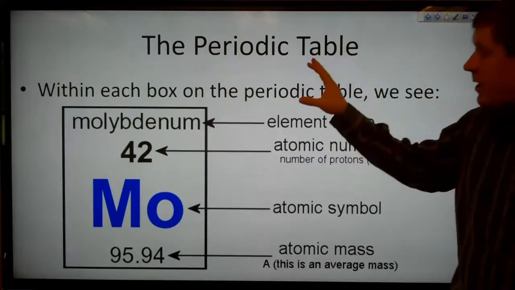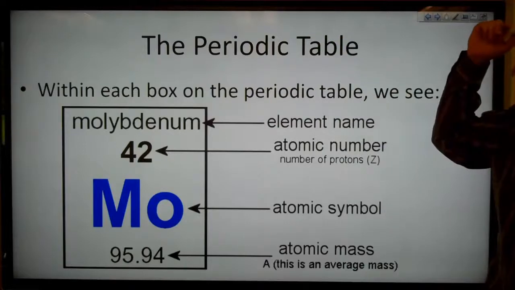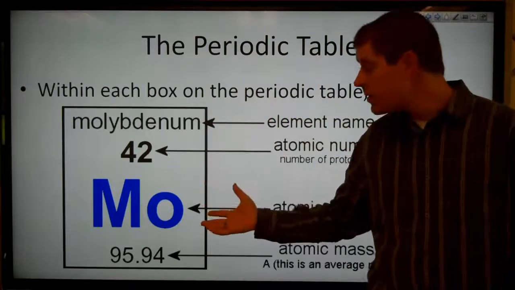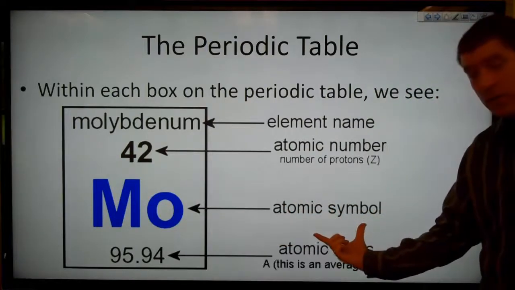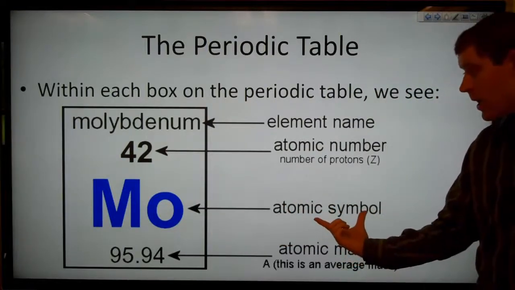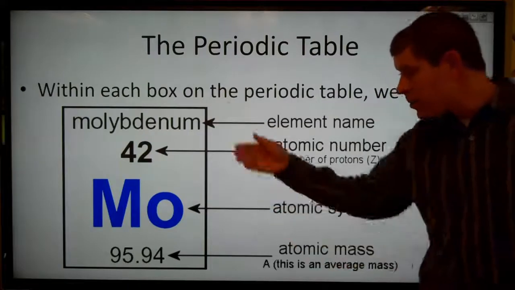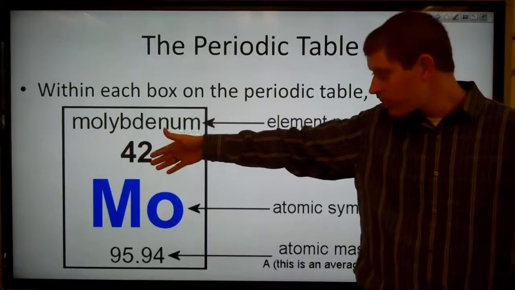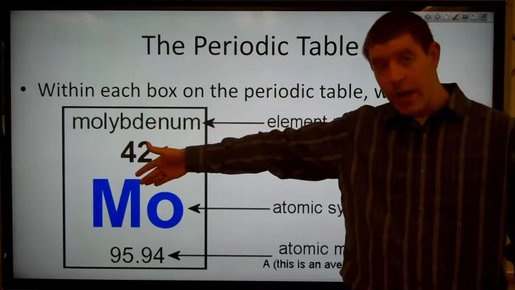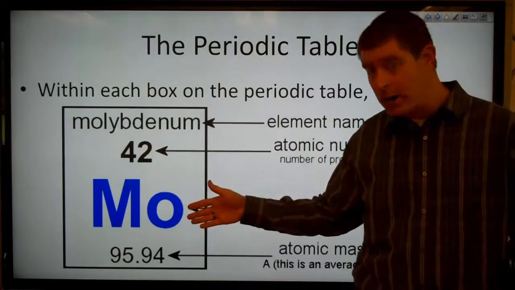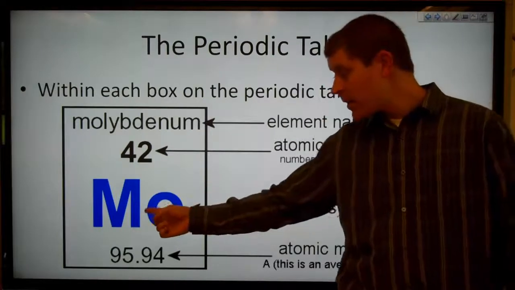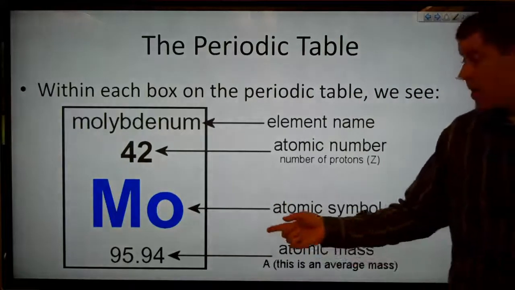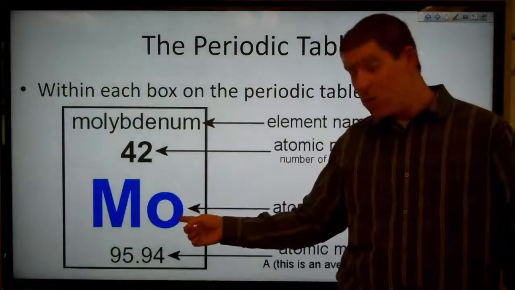So the periodic table, again, looks like what was on the last slide. Within each box on the periodic table, we have 1 element. We've got a symbol that is specific to that element. That's called the atomic symbol. So we have 1 or 2, possibly 3 characters, but usually 1 or 2. The first letter is always capitalized. The second letter is always lowercase. So if you write this as capital M, capital O, that's no longer molybdenum. That now is, well, the O now stands for oxygen.